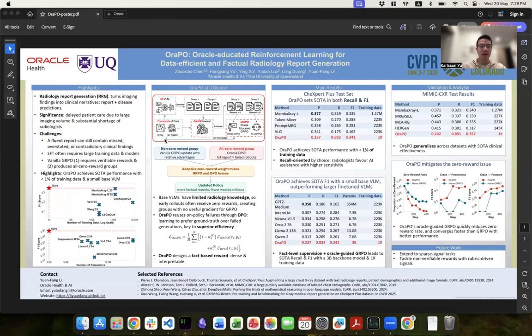To summarize, finally, OraPO is a reinforcement learning framework for radiology report generation that reuses failed rollouts through Oracle-guided DPO, mitigates sparse and zero reward issues, achieves strong factual clinical performance, and dramatically improves data efficiency. More broadly, we believe that this idea can be extended beyond radiology to other sparse signal domains where reliable rewards are difficult to obtain.